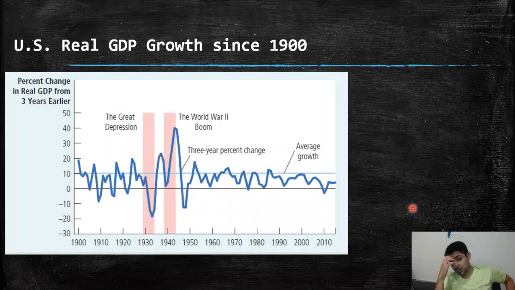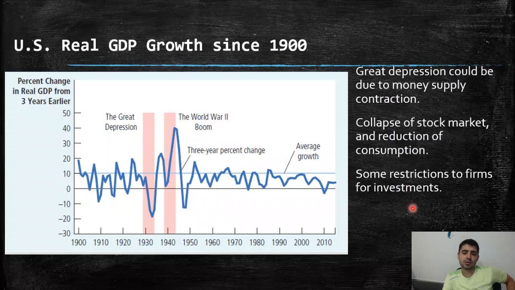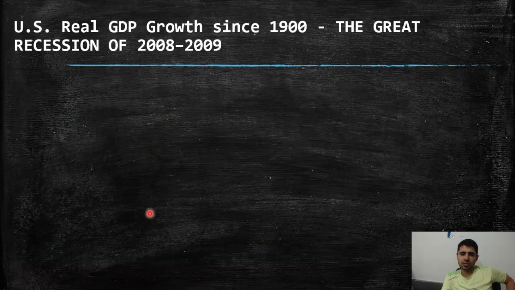Here we have, for example, the situation of the US real GDP growth in 1900. The Great Depression could be due to money supply contractions. Actually, people say as well the collapse of the stock market and a reduction of consumption, as well as some restrictions on firms' investment. So here we have the decrease. But anyway, with COVID it should be even worse or close to this one, we will see what is going to happen.